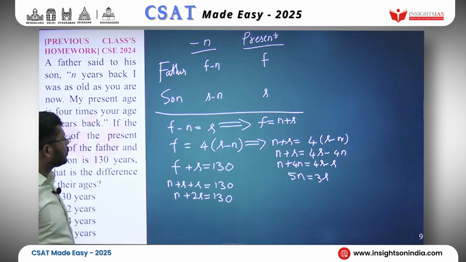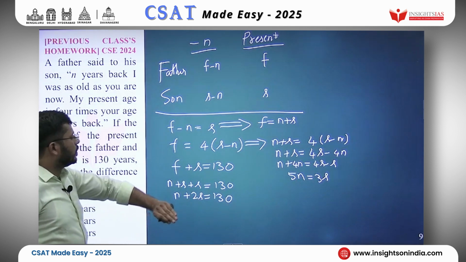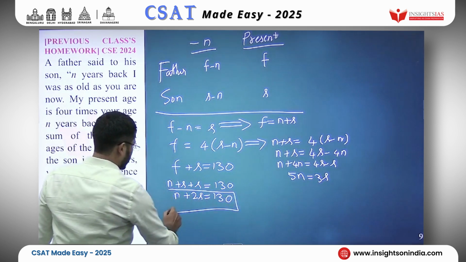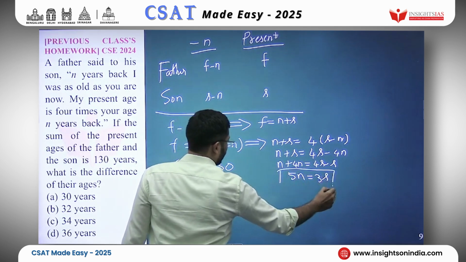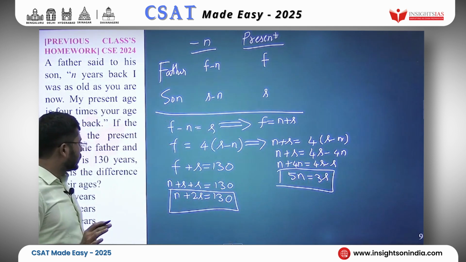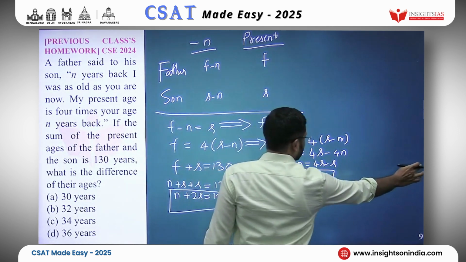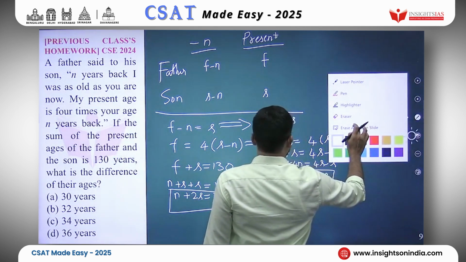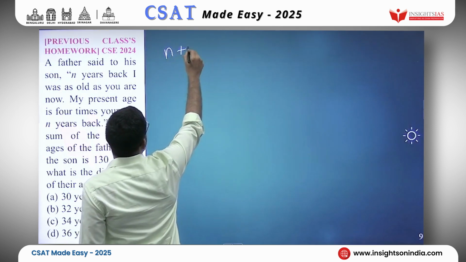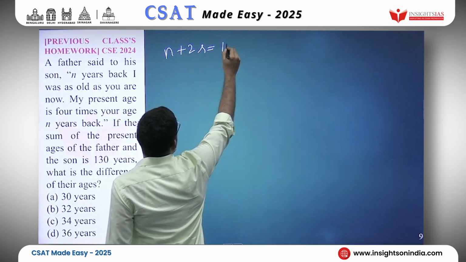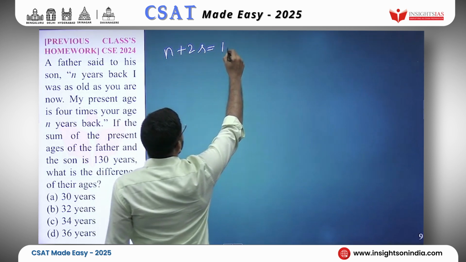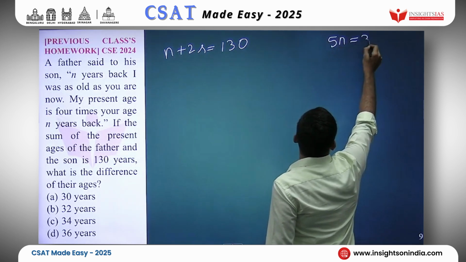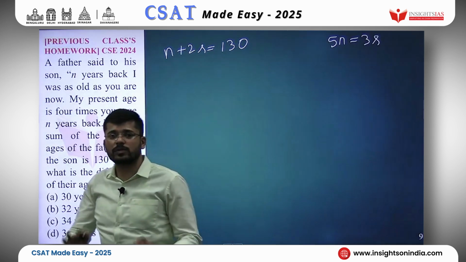Okay, now we shall remove all of them. We just need these two equations. N plus 2s is equal to 130 and 5n is equal to 3s. Okay. Now we shall solve these two equations.